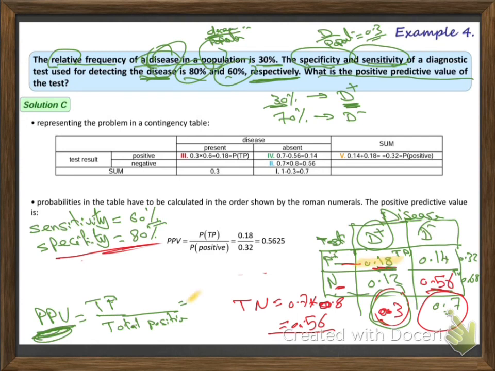Equals 0.18, so this true positive 0.18, and total positive is the sum of the positive, which is this value, 0.32. So PPV will equal 0.5625. Okay, so this is my positive predictive value. I hope it's clear and simple. This is actually the simplest way to solve it, in my opinion.